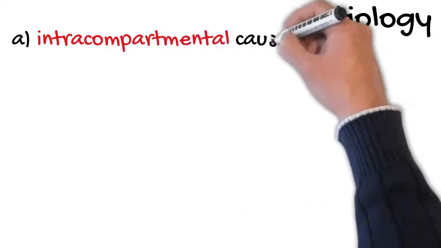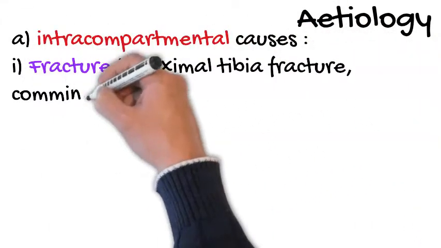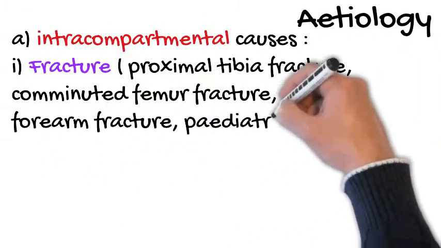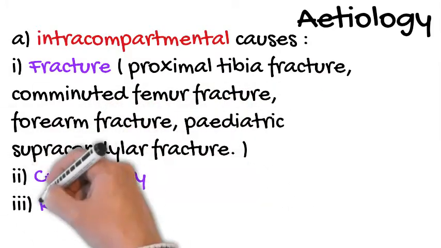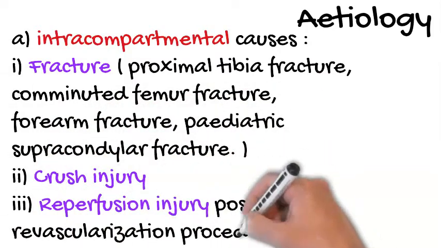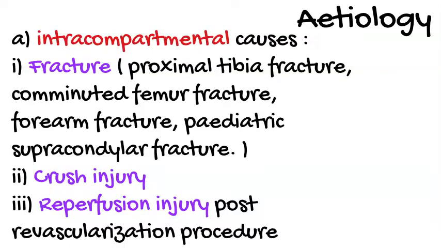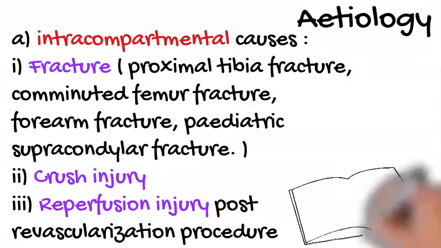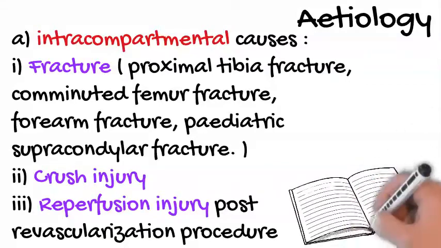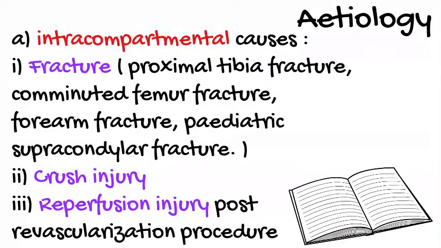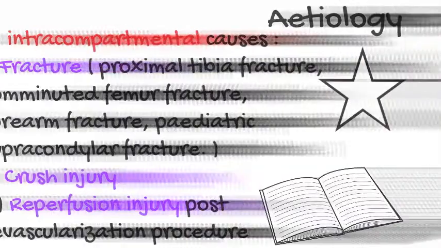For intracompartmental etiology, it can be due to: 1. Fracture, example proximal tibial fracture, comminuted femur fracture, pediatric supracondylar fracture, that will cause bleeding in the compartment due to hemorrhage, vascular injury or coagulopathy. 2. Crush injury, that will lead to edema within the compartment. 3. Reperfusion injury, post-revascularization procedure.